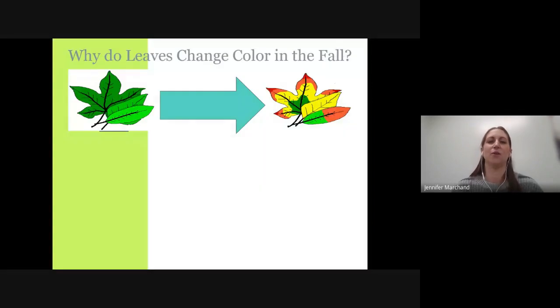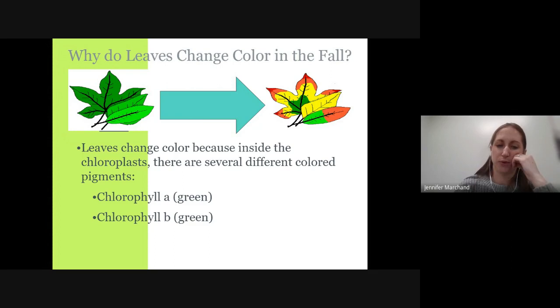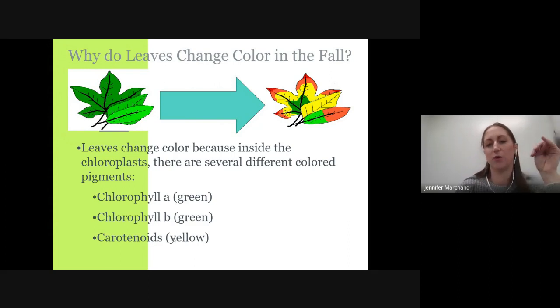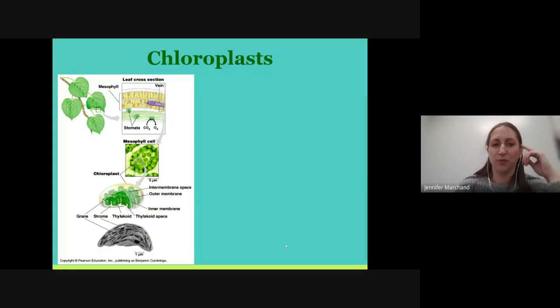All right, so when we think about photosynthesis, we think about plants, obviously, but a big thing we need to think about is why are leaves changing color in the fall? The leaves change color in the fall because of the chloroplasts that are inside, and those chloroplasts are colored by different pigments. We have chlorophyll A and chlorophyll B, which are both green, and then you have the carotenoids, which are yellow. This is also what is in carrots and gives them that orange color. And then you have the anthocyanins, which are red and blue.